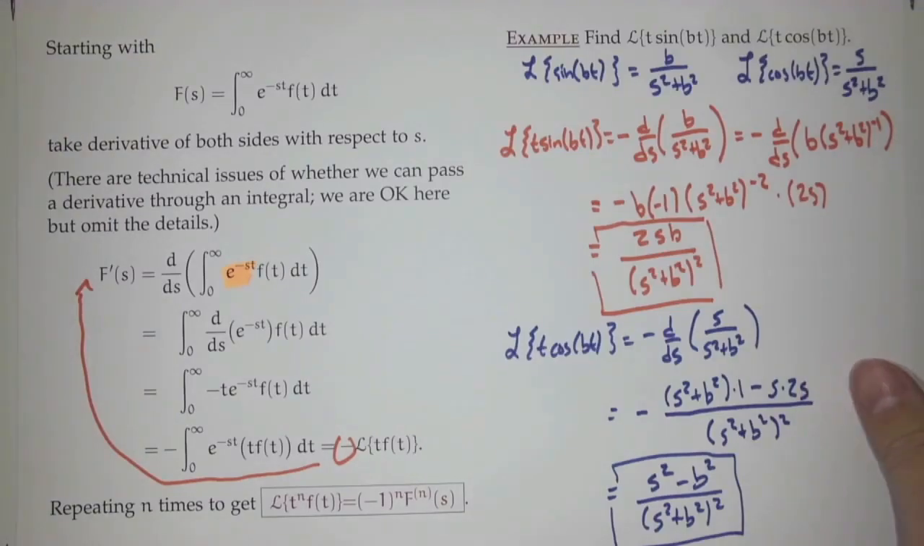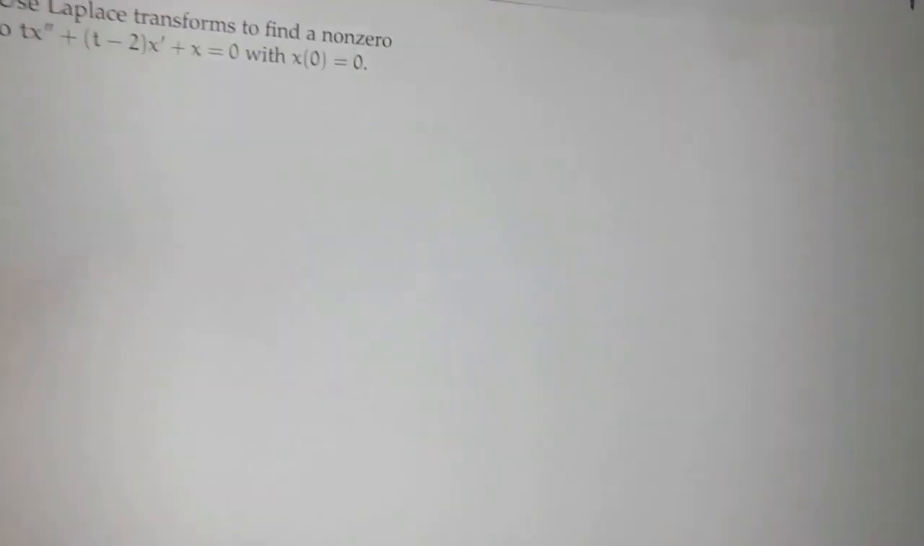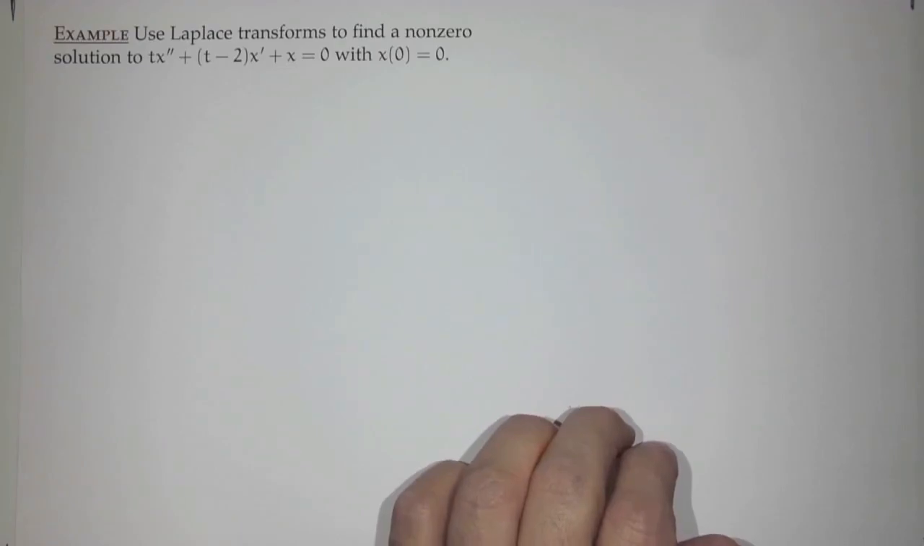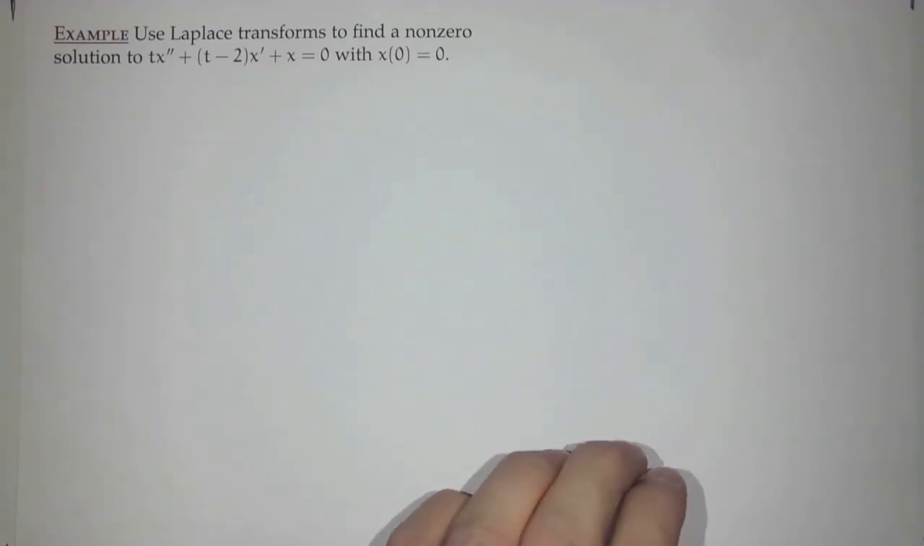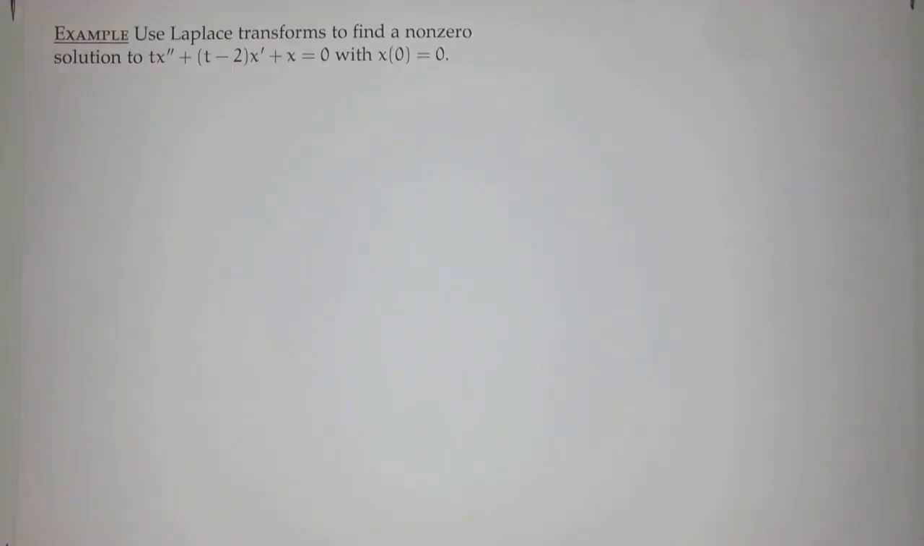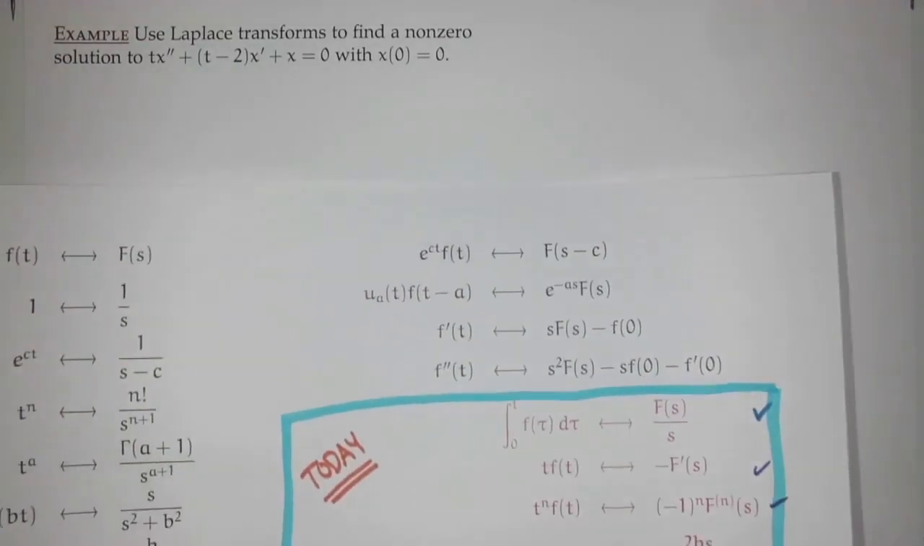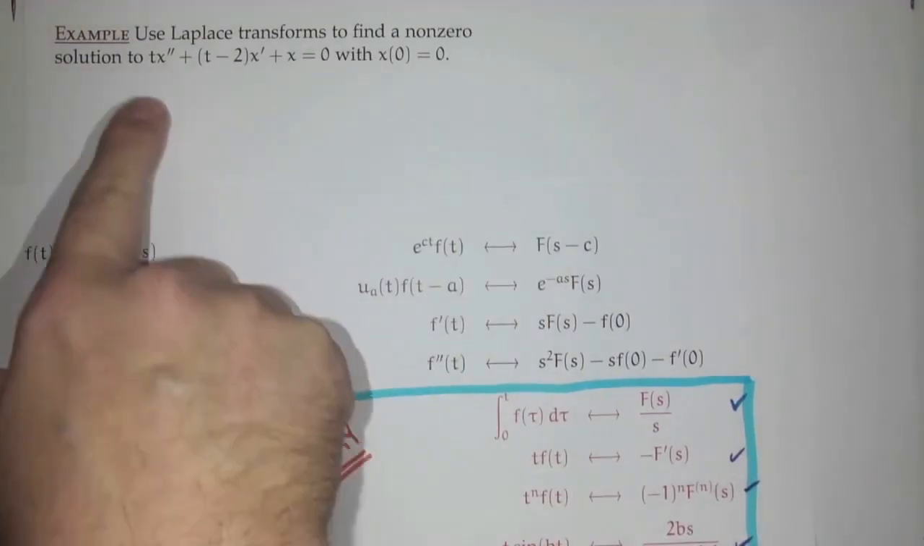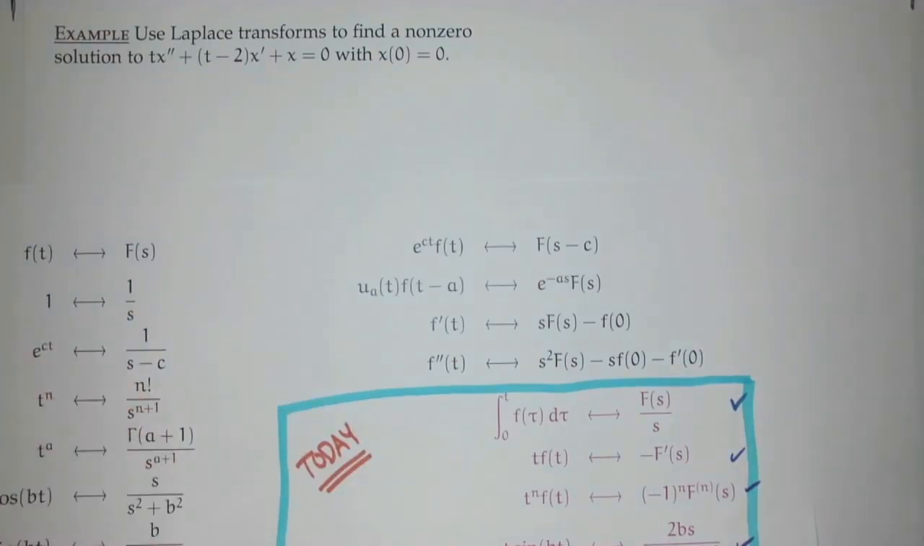Okay, so let's try something with this. Use Laplace transforms to find a non-zero solution to t times x double prime plus t minus 2 x prime plus x equals 0 with x of 0 equals 0. Wow, this is good. Okay, now for reference, let's pull up our sheet of formulas here. And I want to point to these right here because we have x double prime and x prime involved.